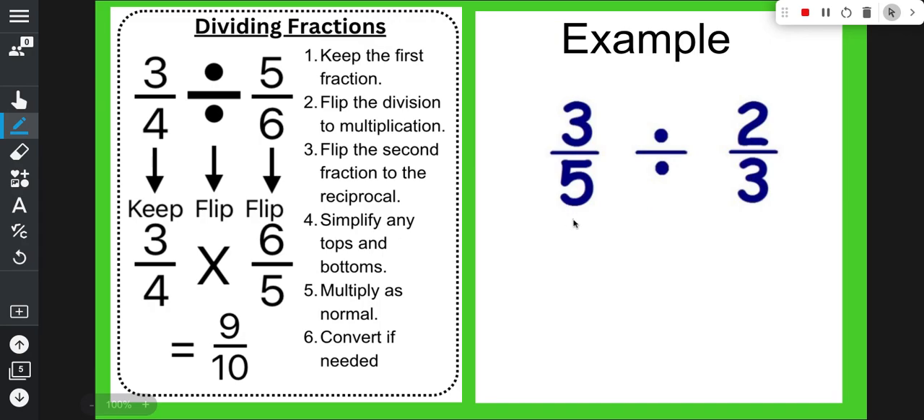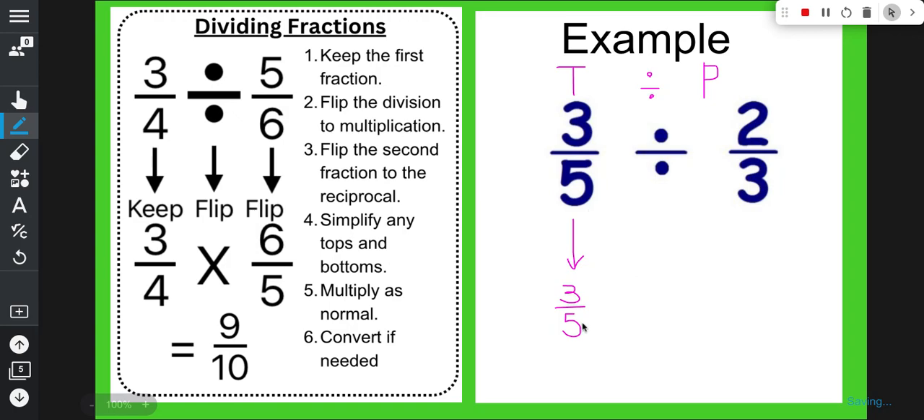So the first thing we do is we keep the first fraction. So we never change our first fraction in division. And remember, our first fraction would be a total amount if it was a word problem. Because when we do division problems, we start with the total amount and we divide by a part.